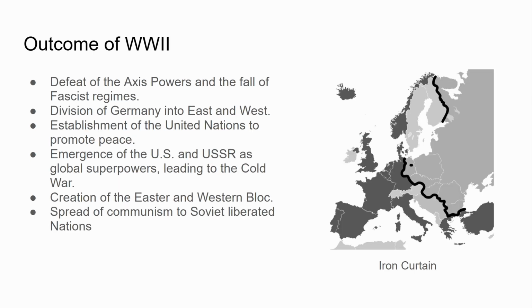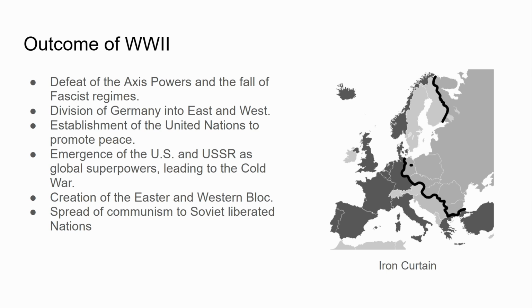Next slide. The outcomes of World War II were the following: defeat of the Axis powers and the fall of the fascist regimes. So Germany was completely split into East and West. The UN was finally made, to promote peace and to stop any fascists or terrorists or dictatorships from ever popping up again in Europe.